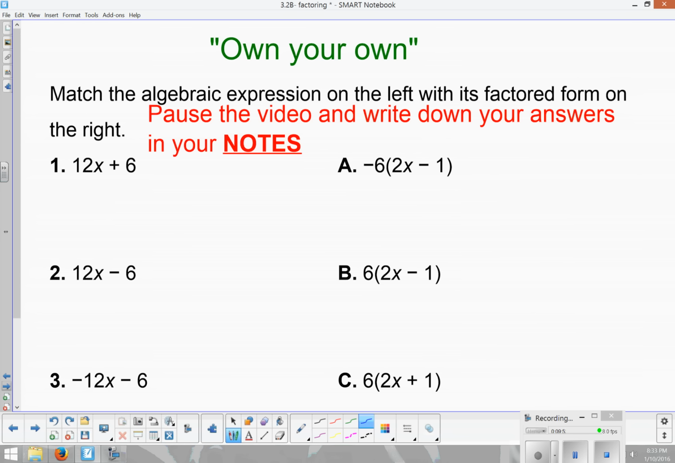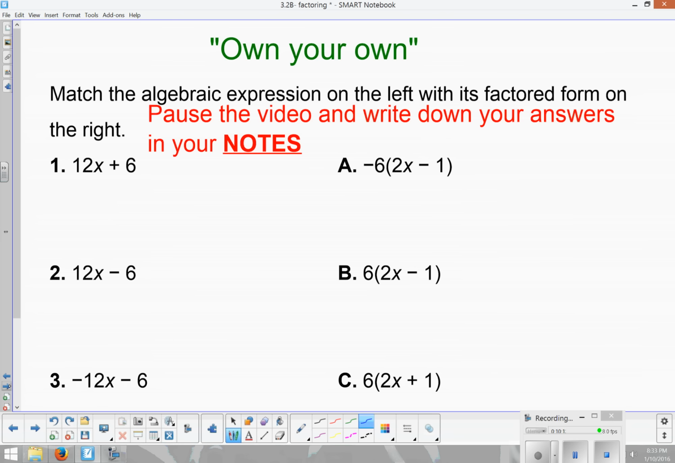So for this, if you can go ahead and write this on the same paper and answer these questions 1, 2, and 3 and match it with A, B, C. So the left is going to be the expression, the right is going to be the factored expression. Go ahead and match that. Do this on the same paper as your notes, and then we will go over this tomorrow.